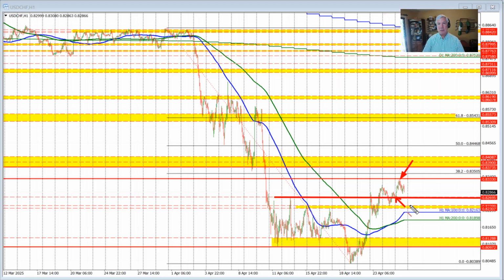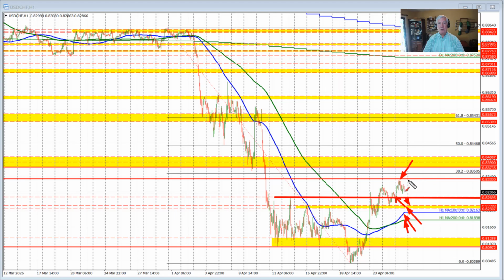But if we are able to get below the 0.8269 level and stay below that level, I think the bias can continue its move to the downside with perhaps a rotation toward the 100-hour moving average, maybe even the 200-hour moving average. Other support levels come here between 0.8230 and 0.82399. That's going to be the next target on the downside if we are able to break below the 0.8269 level and stay below that level.